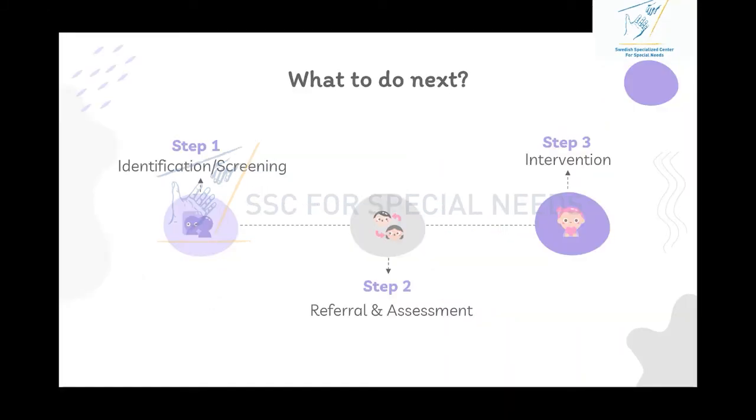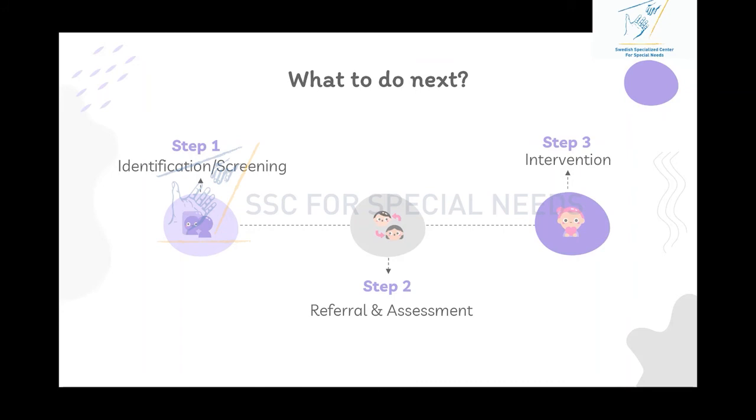Thank you, Natasha. So now we know what autism is and the symptoms, but what happens when we suspect that our child has autism? What do we do now? So in the slide, you'll see that there are 3 steps. First, identification. Second, referral and assessment. Thirdly, intervention. So let me tell you about step 1, what it is about, and then the other steps.